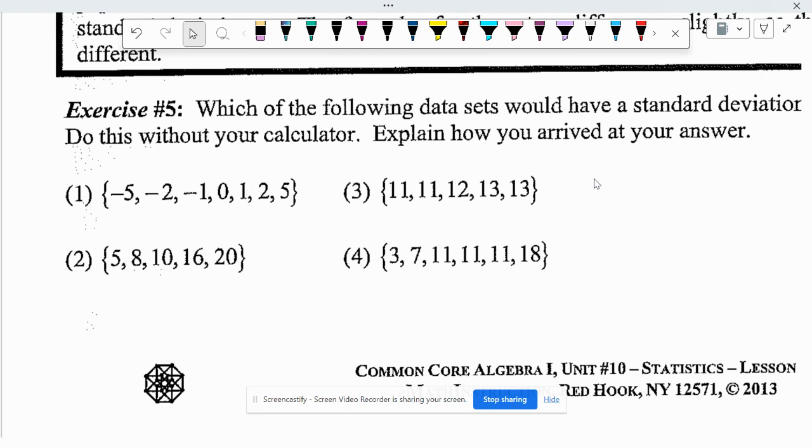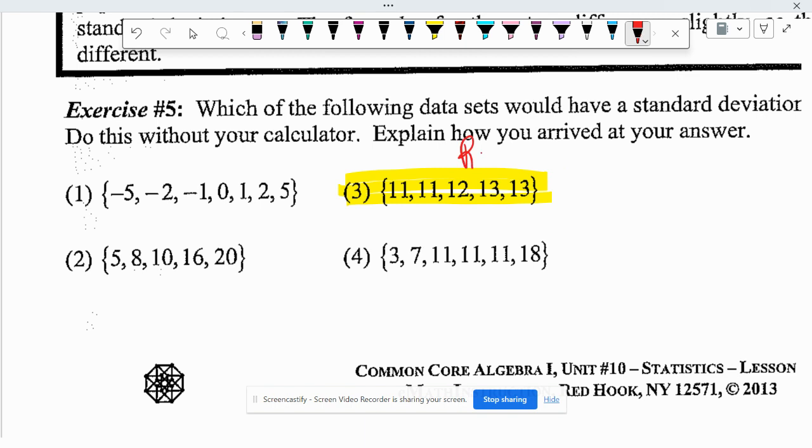Say it again. 3. Why did you choose 3? So it has a range of 2? Yeah. What about data set number 1? What's the range there? Yeah, it has a range of 10. What about data set number 2? It has a range of 15. And what about data set number 4?